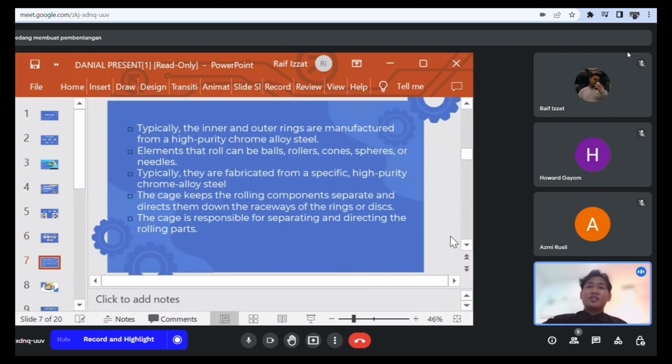Typically, the inner and outer rings are manufactured from high purity chrome alloy steel. The rolling element can be a ball, roller, cone, sharp, or needle. Typically, they are fabricated from a specific material like high purity chrome alloy steel. The cage keeps the rolling components separate and directs them along the race of the rings or discs. The cage is responsible for separating and directing the rolling parts.